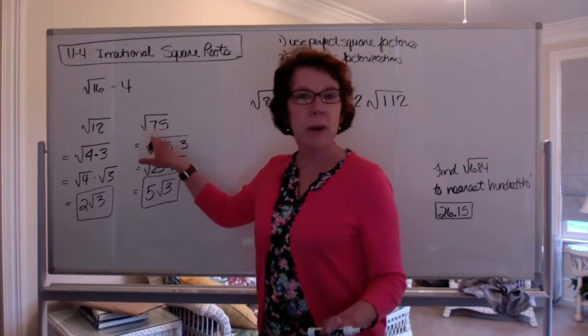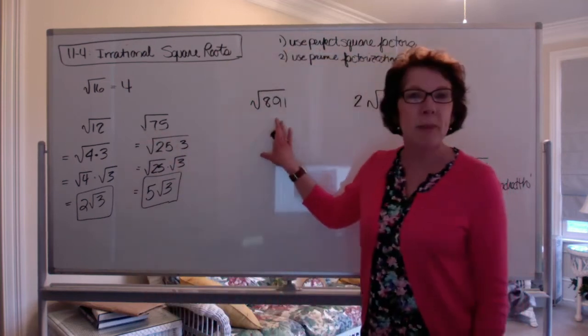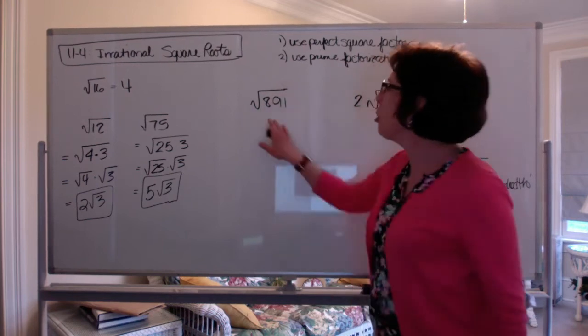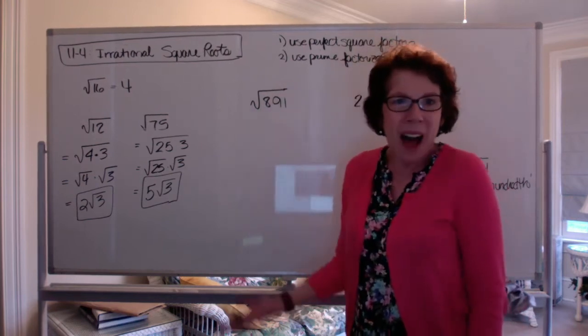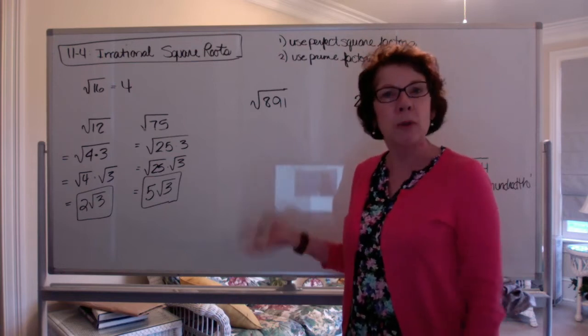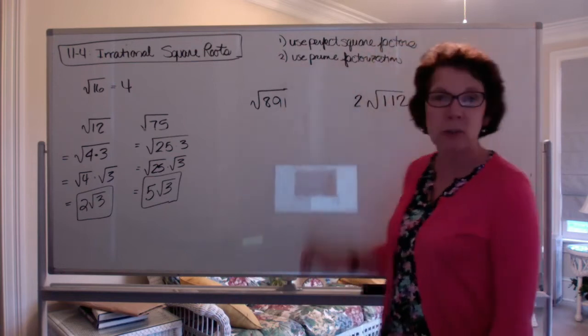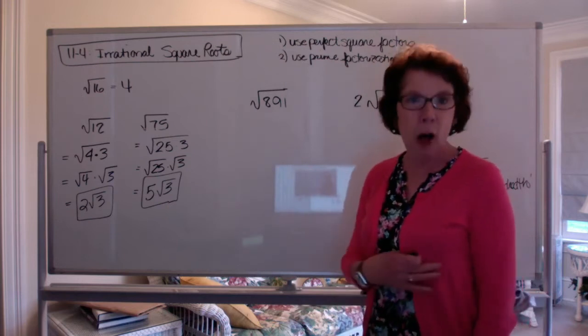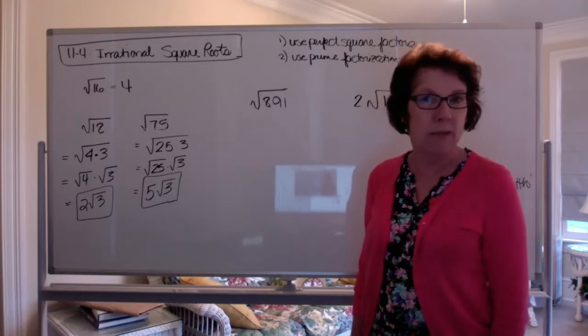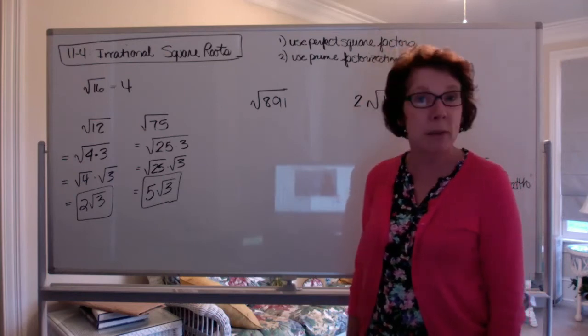Now, those were pretty easy. What if we get to something like this? The square root of 891. Well, I don't know what the perfect square factors of 891 are. So now I'm going to use prime factorization as a tool to help me find some perfect square factors of 891, if there are any. So let's see if it can be simplified at all.